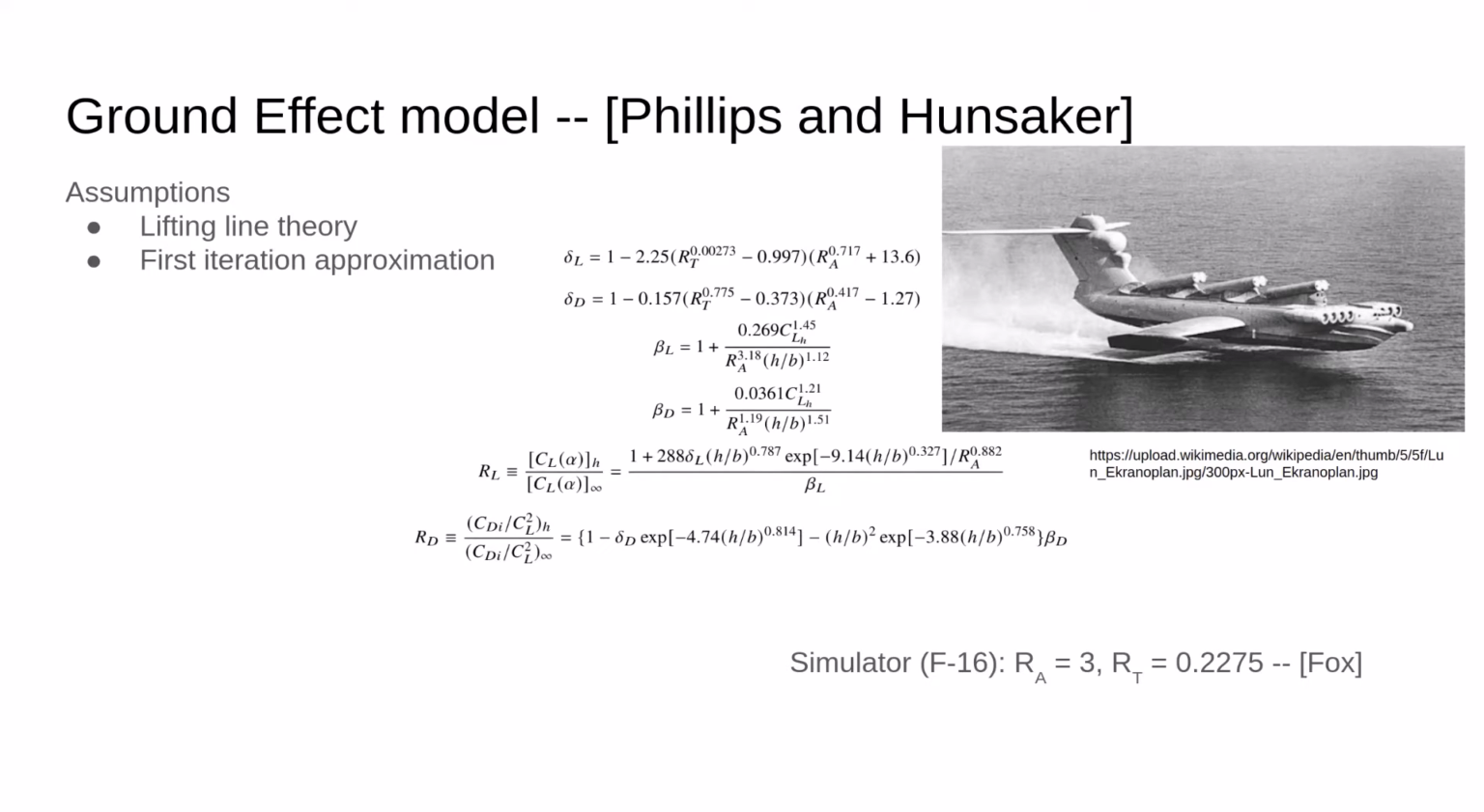The ground effect model was developed by Phillips and Hunsaker using lifting line theory. So I use this model just in a first iteration approximation. It is preferable to run through and do multiple iterations. However, it didn't seem to improve the overall accuracy of that solution, and I assumed that within the accuracy of my flight simulator it would be negligible, and so I've been using that. Down in the bottom are the parameters for the F-16 that I found that were determined by Fox, with an aspect ratio of 3 and a taper ratio of 0.2275.